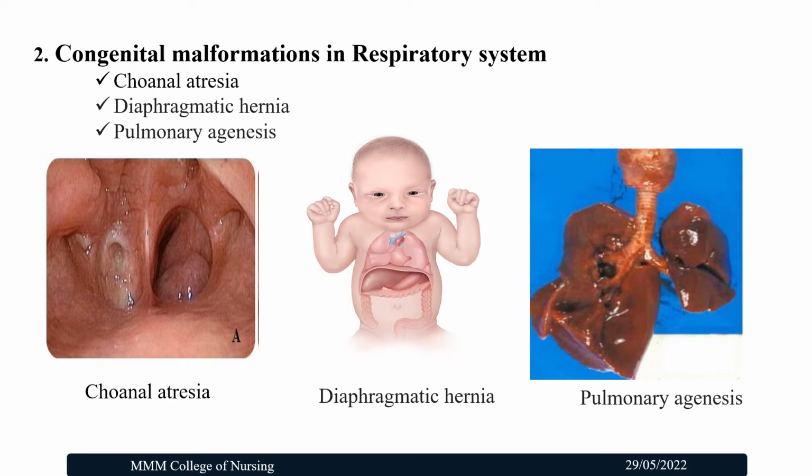Next, about the congenital malformations in the respiratory system: choanal atresia, diaphragmatic hernia, pulmonary agenesis. Choanal atresia is a narrowing or blockage of the nasal airway by tissues. Diaphragmatic hernia is a birth defect where there is an abnormal opening in the diaphragm through which the abdominal content protrudes into the chest. And pulmonary agenesis is a complete absence of one or both lungs, including the bronchi, bronchioles, vasculature and the respiratory parenchyma.